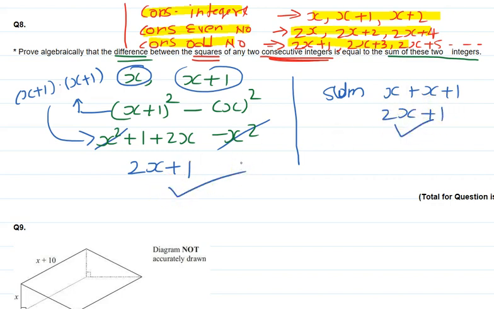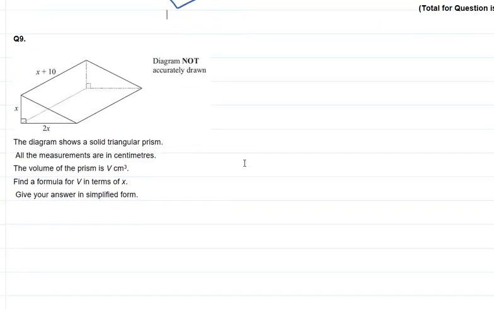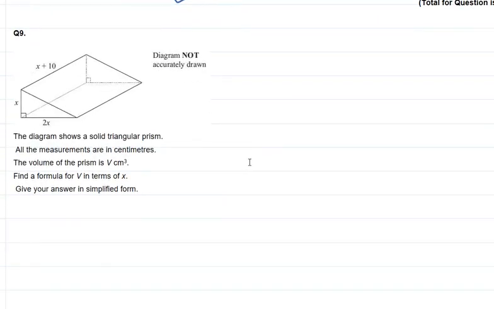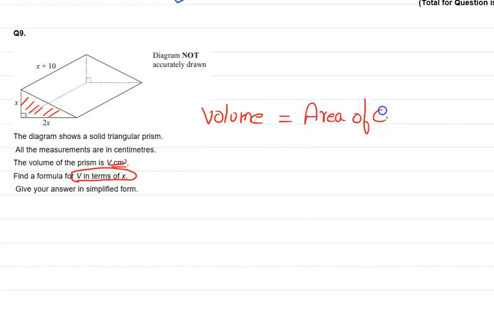Now next question, question number 9. This is a comparatively easy question. Here they are saying the diagram shows a solid triangular prism. All the measurements are in centimeters. The volume of the prism is v centimeter cube, and find the formula for v in terms of x. So volume of the prism is given by area of cross section times length. I'm writing in short, area of cross section times length.